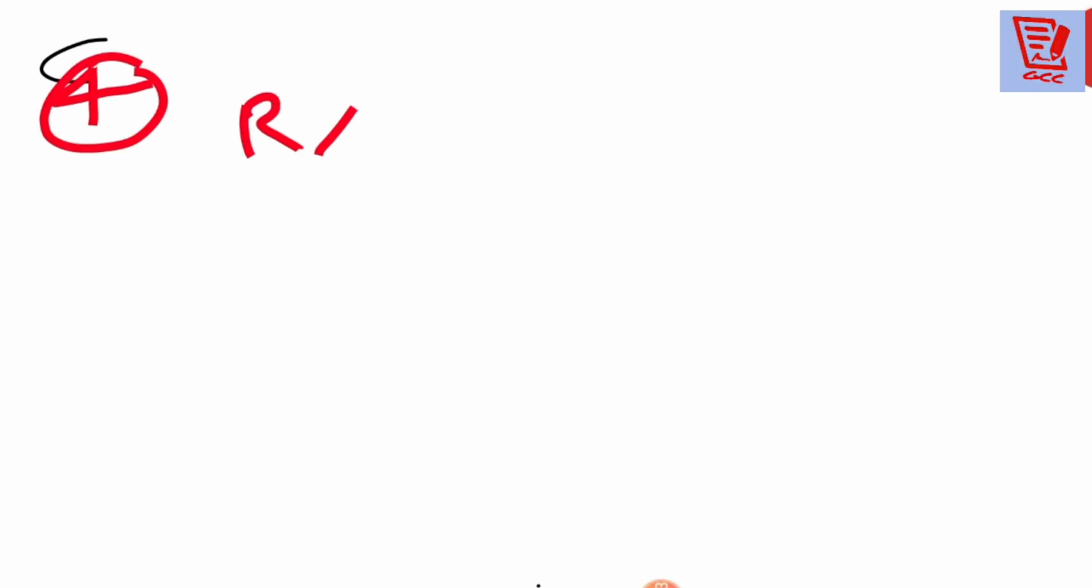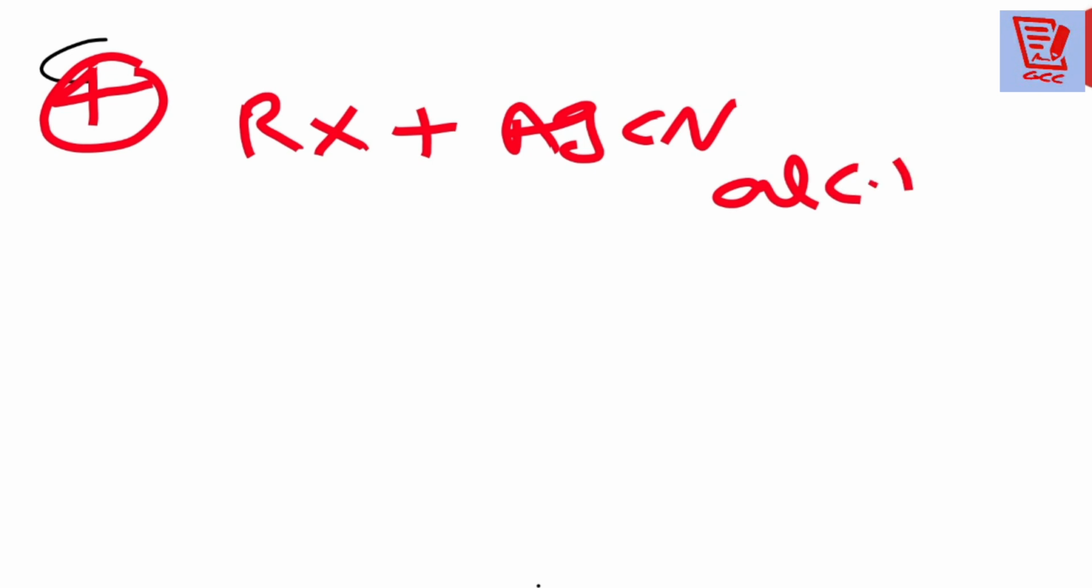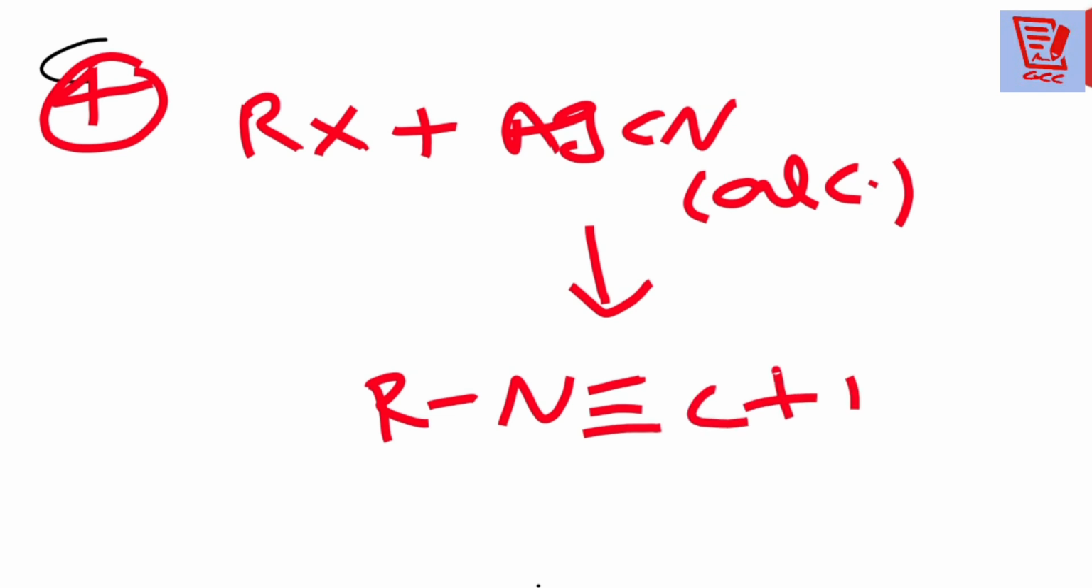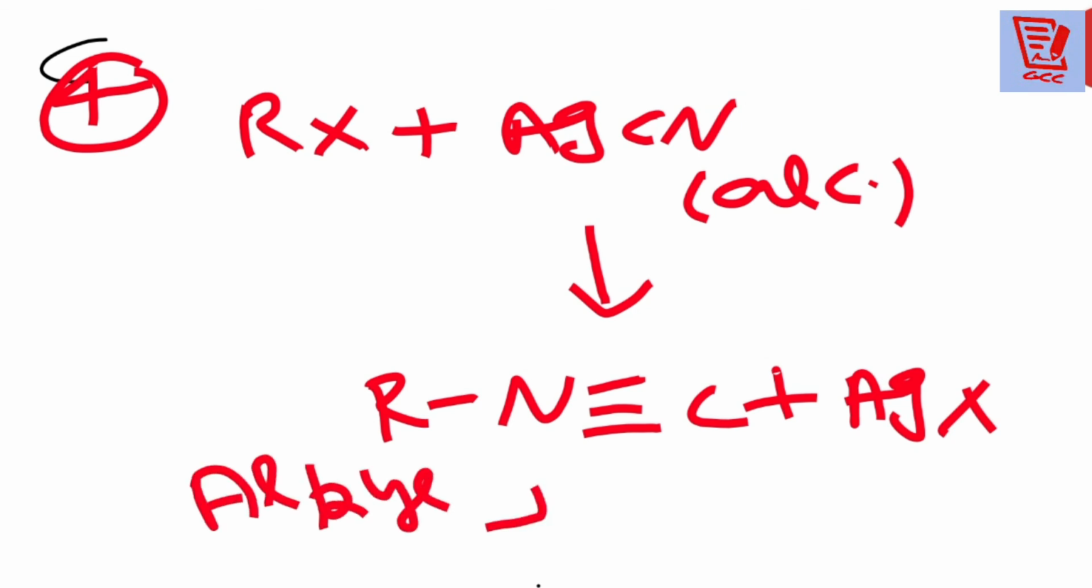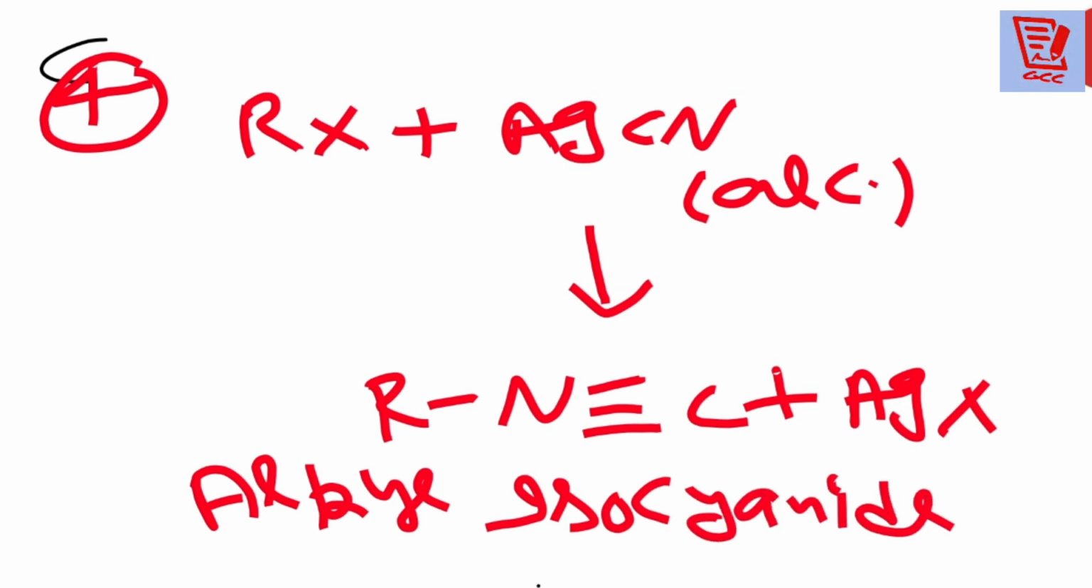Now see, here is the RX, now AgCN. Previously we had KCN, now AgCN. Just remember, AgCN alcoholic, and AgCN is not an ionic compound, but here the product we are getting is R-N triple bond C plus AgX. Previously we were getting RCN, now we are getting RNC. It is called alkyl isocyanide. Okay, alkyl isocyanide, just remember.